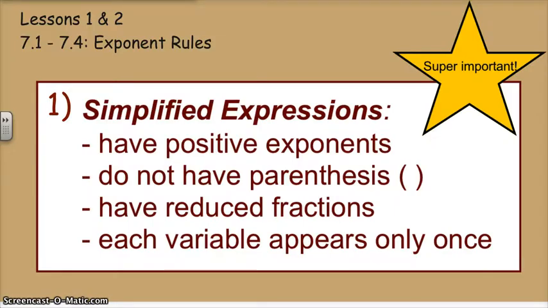Some things to write down. I know that an exponential expression is simplified when, please write these 4 things down, when they have positive exponents, when there are no parentheses, the fractions are reduced, and each variable appears only once.